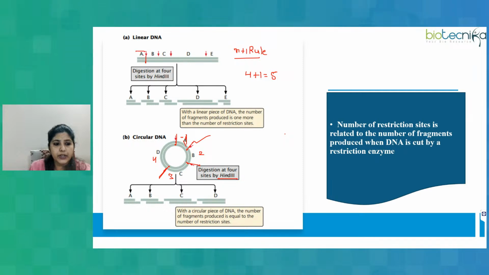So this is 1 fragment you get, right? Then the enzyme cuts over here. This is another fragment you get. This third fragment, here to here, fourth fragment. So these arrows indicate restriction sites for the enzyme HindIII. And this is the fifth fragment.